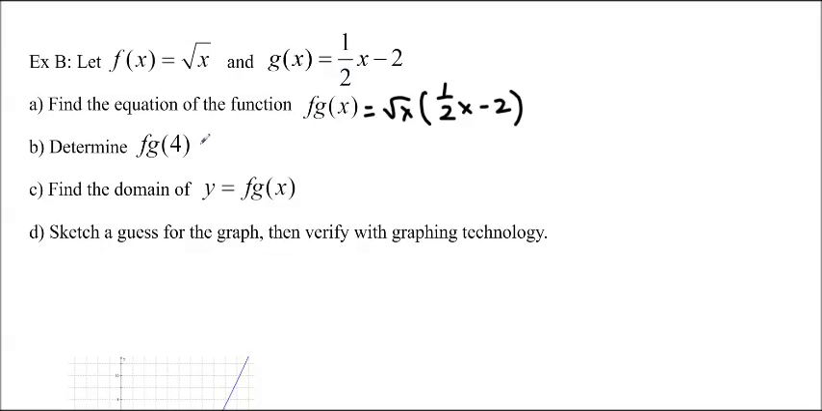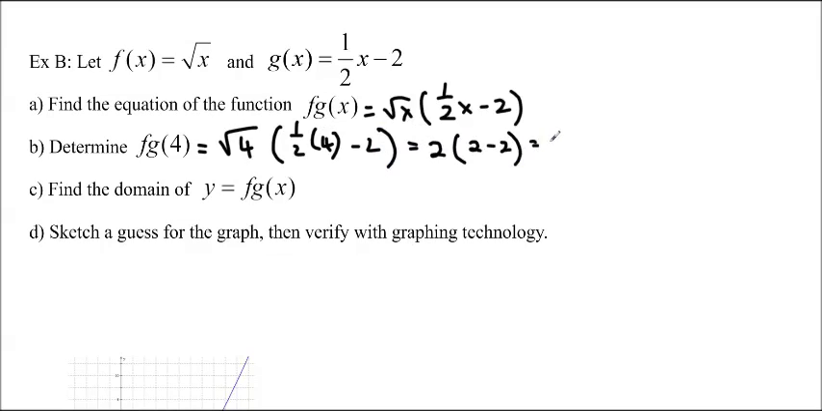To determine fg of 4, we're just going to substitute 4 wherever we see x. So root 4 times 1/2 times 4 minus 2, which gives us 2 times 2 minus 2, which is 0. So that's fg of 4. And again, we're just substituting into that equation.